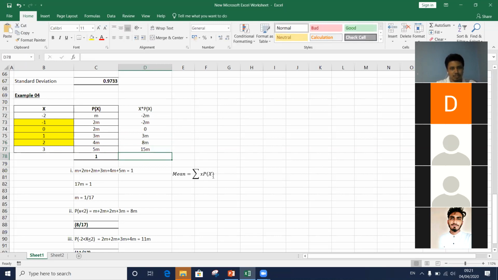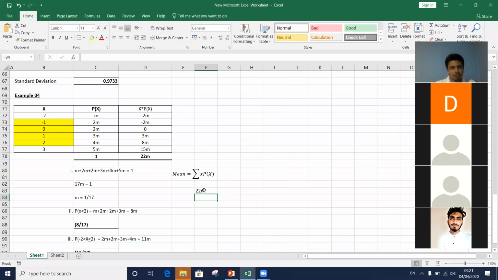So the sum should be what? 15 plus 8, 23. 23 plus 3, 26. 26 minus 4, 22m, right? 22m. So this should be our mean value.